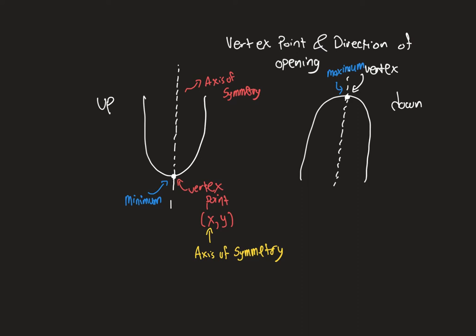That point, where it becomes your max or your min, always ends up coming from the y value of your vertex point. So that y value is going to be either your maximum or your minimum, depending on the direction. If it's going up, it's going to be the minimum. If it's going down, it's going to be the maximum. So the question remains, how do we find this magical point? So let's take a look.